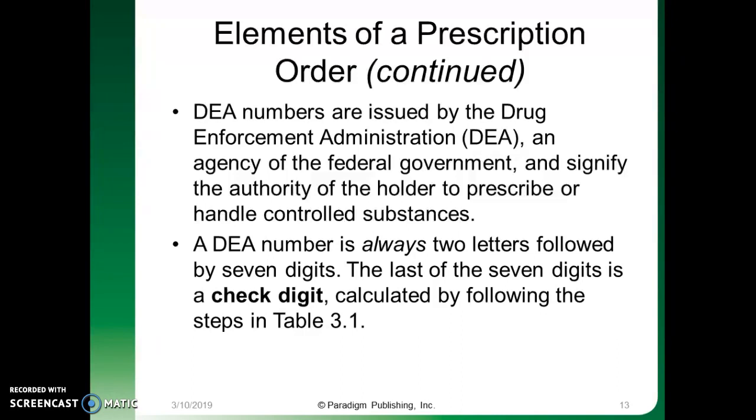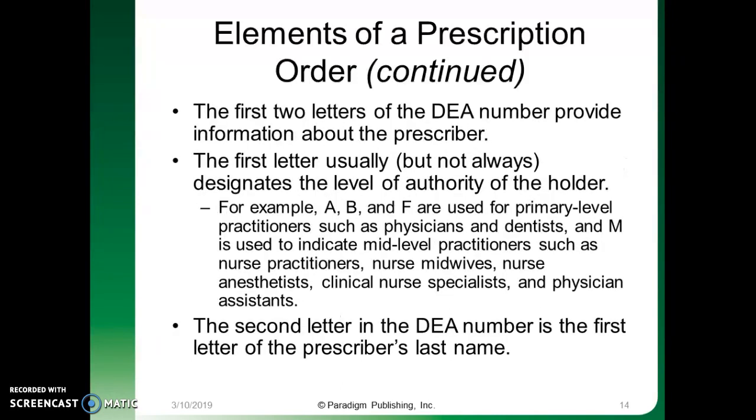So look in table 3.1. It will give you the information that we need to make sure that DEA number is correct. So the first 2 letters of the DEA number provide information about the prescriber. The first letter is usually, but not always, designated the level of authority of the holder. So here are some examples that you will see in an actual prescription. You'll have the letter A, B, or F.